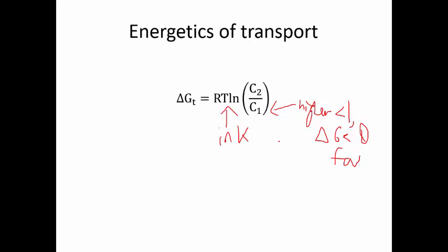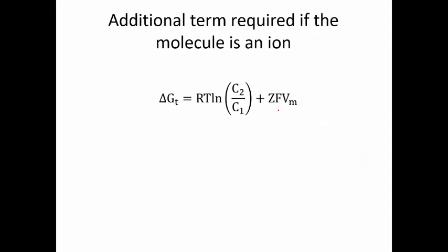So this deals with the concentration gradient. And for compounds that are not charged, so things like sugars, etc., this is all that matters. However, a lot of things are charged, and when they are charged, the membrane potential matters too. So if it is an ion, this is still here, and you have to add an extra term. For this extra term, Z is going to be the charge of the ion.